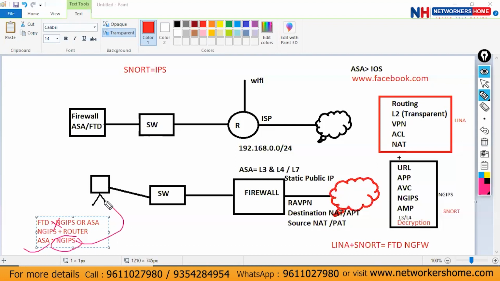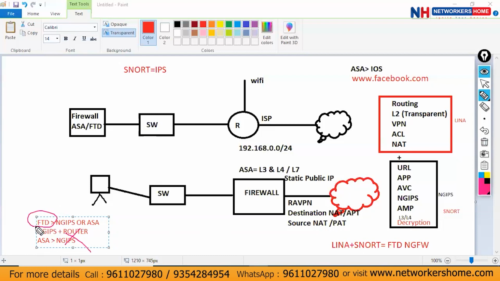Compared to NGIPS, if I buy an FTD, definitely the cost will go high. Why? Because it has two different operating systems as a single operating system in a single chassis box, right? So less services, less cost. Licenses also less required, right? So if I have FTD, I'll not go for this. In today's date, if you ask me what I should go for, I'll not recommend you guys to go with these two things. I'll tell you directly to go with FTD.